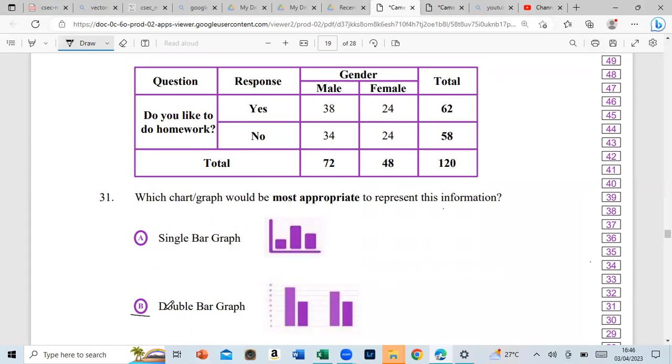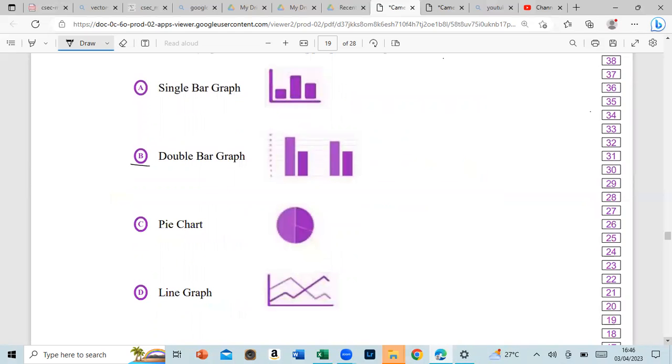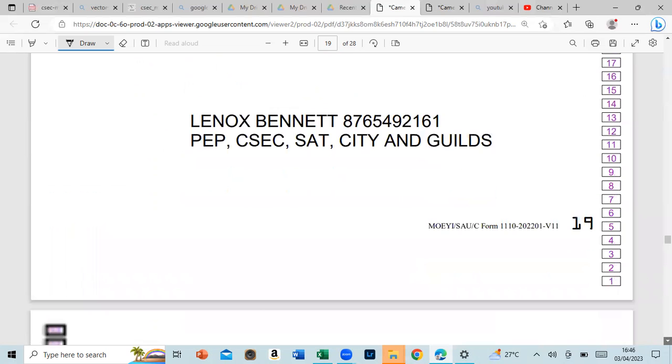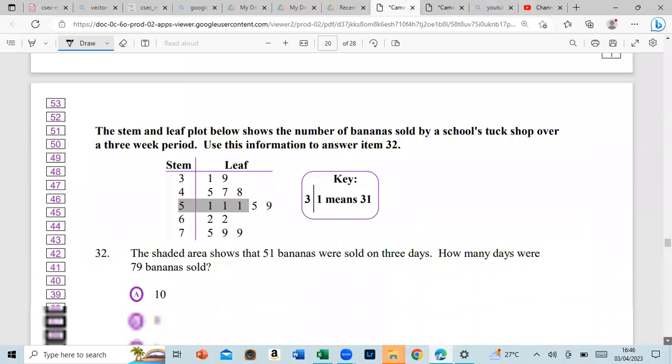You can leave your opinion on this. Do you think the double bar graph is the best option or the line graph? Right, so it's one of the two. What would you say? I think that's based on opinion though.